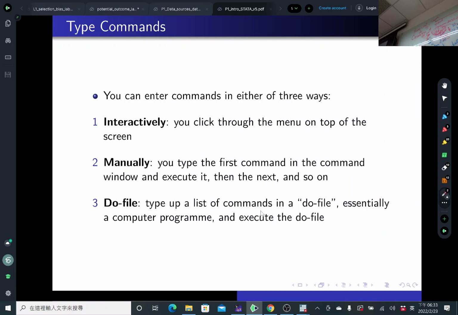There's another file you can create called a log file. A log file basically records each result you generate. So you just submit it, and I will know what you have done. Okay, any questions?